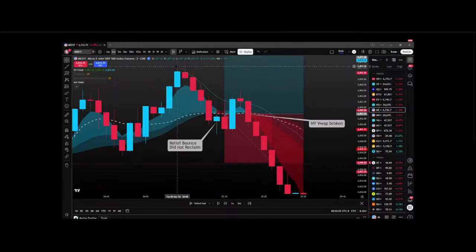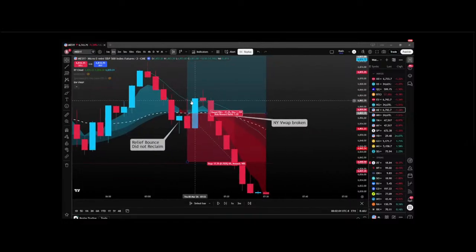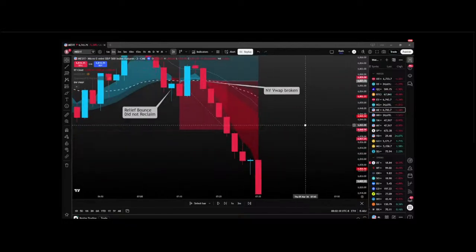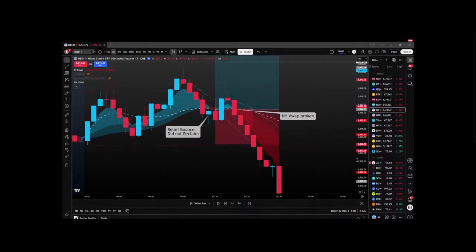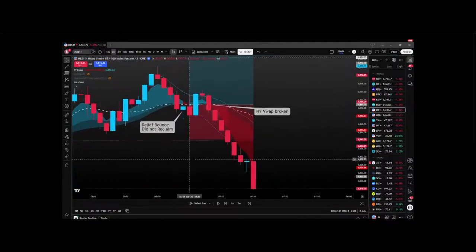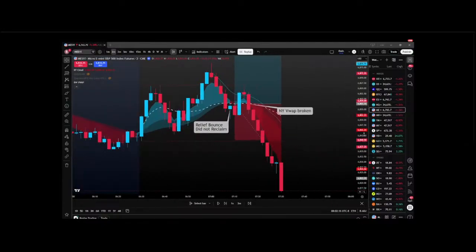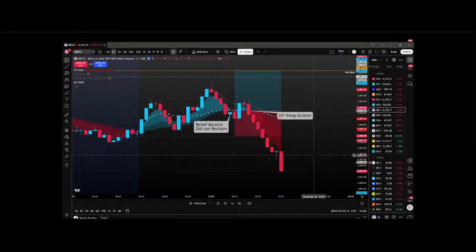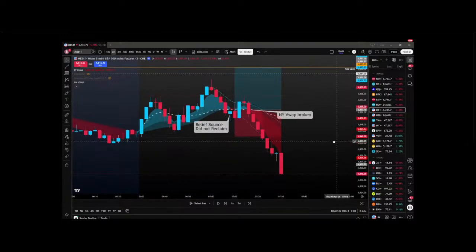We reject the high of day, come back down, break below VWAP, and I get stopped out almost immediately. And dude, that was embarrassing even for myself. Didn't stick to my rails, didn't stick to my trade.